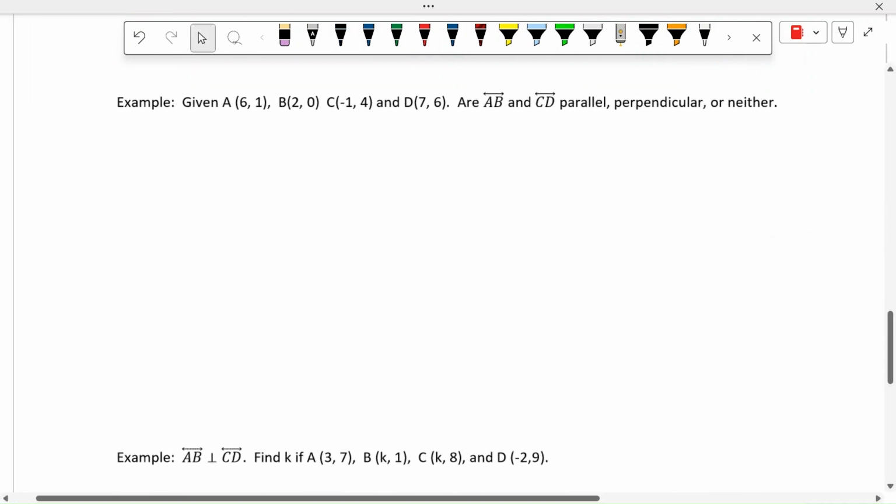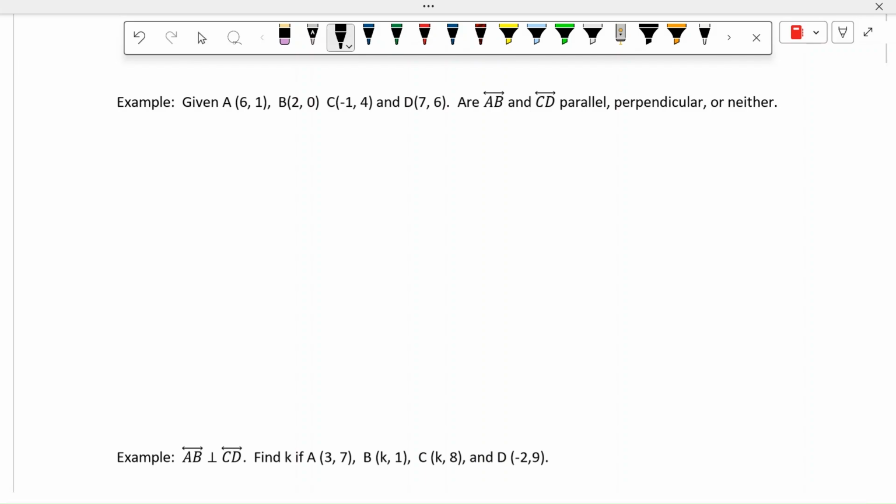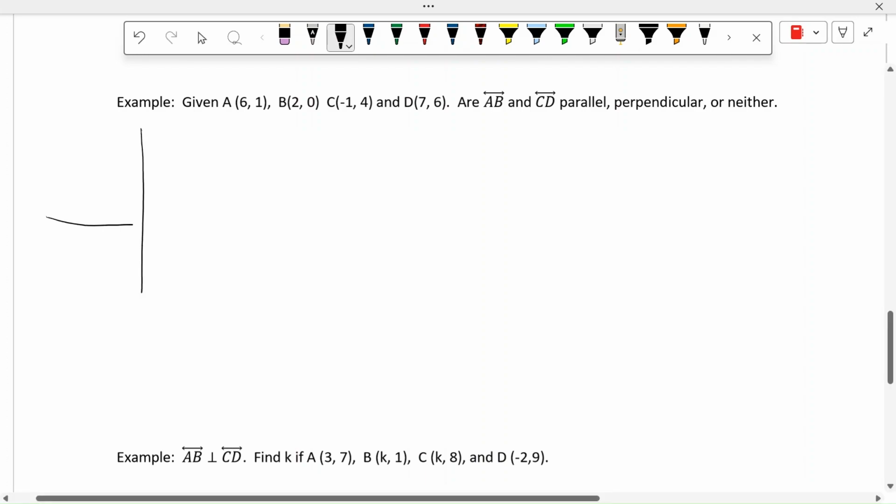First example. Given these 4 points, are lines AB and CD parallel to each other, perpendicular to each other, or neither? It doesn't say that I have to graph this, but sometimes a graph makes it easier for me to figure out. So AB: 6, 1, 2, 0. So here's A, here's B. Line AB is going to look something kind of like that. And I'm going to calculate the slope of segment AB.